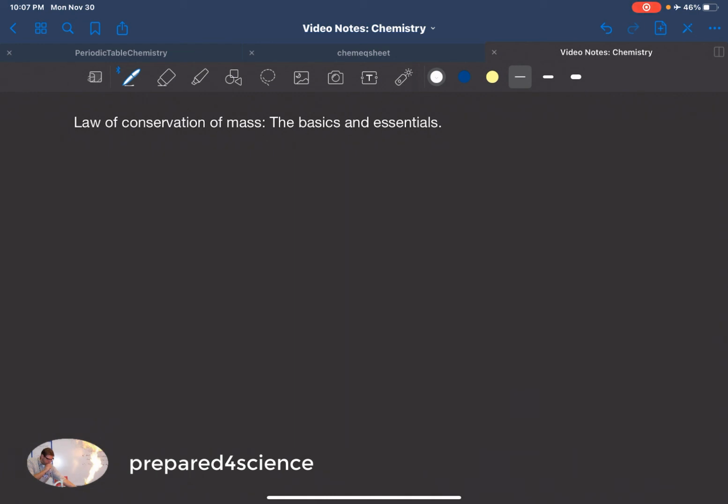Hey, welcome back. So, law of conservation of mass. In previous lessons, we talked about the law of conservation of matter, where we were really looking at just atoms. We were just counting atoms on both the reactant and product side. And there's so much more to it than that.